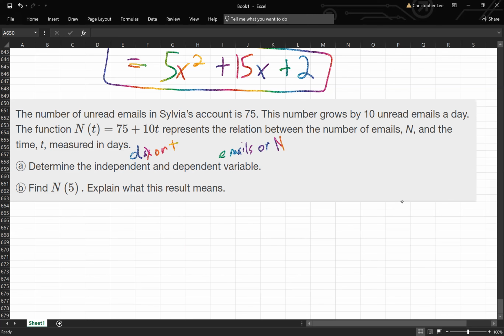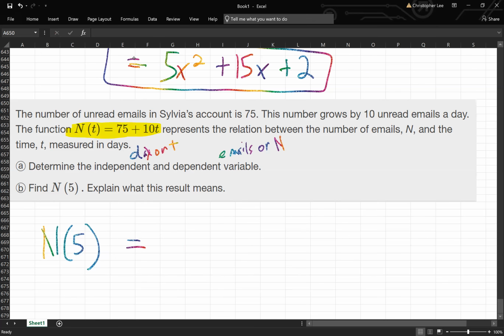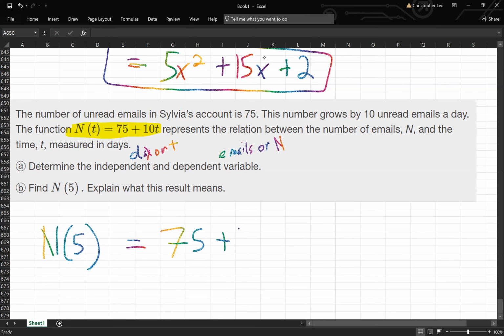Anyway, long story short, part B. They want us to find n of 5. So they want to know how many emails she's gonna have on day 5. All I'm gonna do is take the original function, n of t is equal to 75 plus 10t, and plug in 5 for t. So this becomes 75 plus 10 times 5. Just plug it in, nothing crazy. Do the math on it.